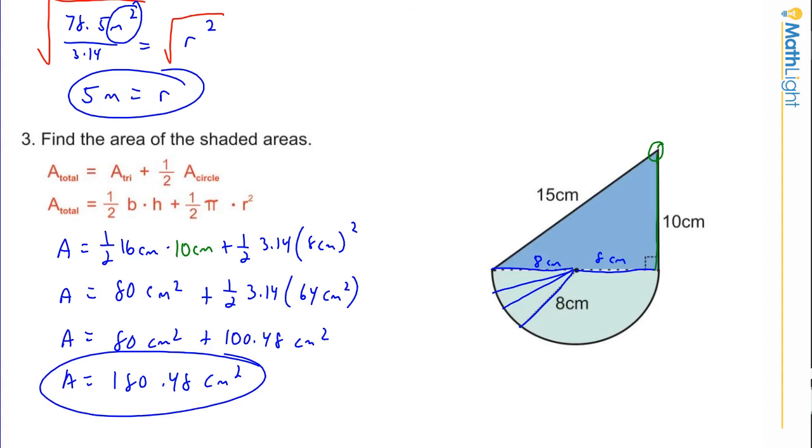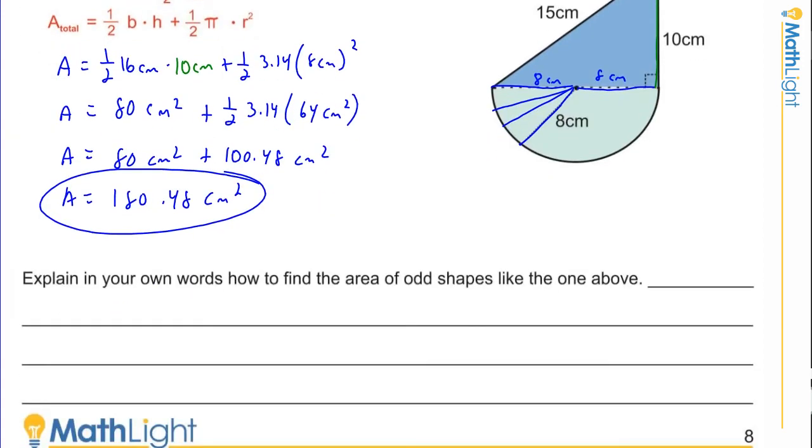All right, take a moment and answer this last question here for me, if you would. Explain in your own words how to find the area of odd shapes like the one above. So again, give a generalization, write it down. Hey, remember, thinking about how you're going to articulate it and writing it will help you to remember it, and hopefully, for the rest of your life, right? So take a moment and go ahead and write that down.